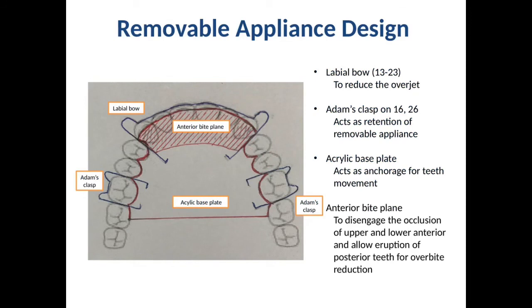This is the design that I proposed for the upper removable appliance. The design consists of labial bow from 1/3 to 2/3, Adams clasps on 1/6 and 2/6, acrylic base plate and anterior bite plane. The labial bow acts to reduce the overjet. The Adams clasps act as retention for the upper removable appliance.